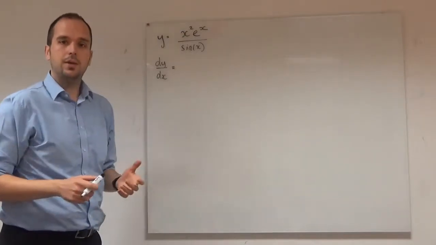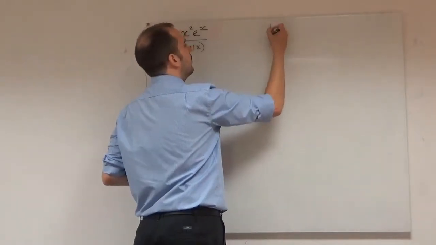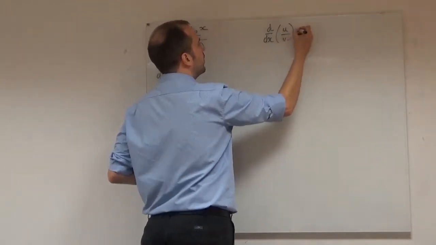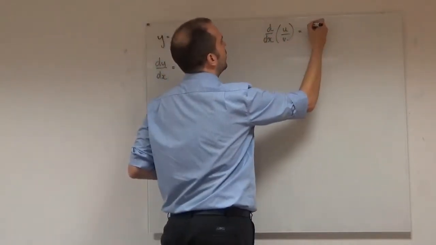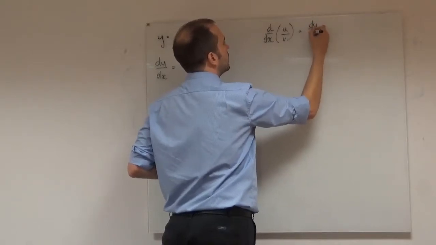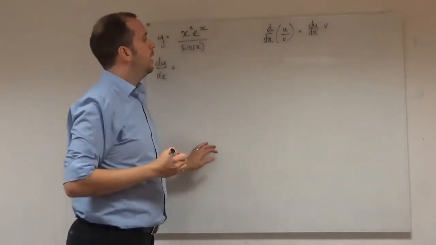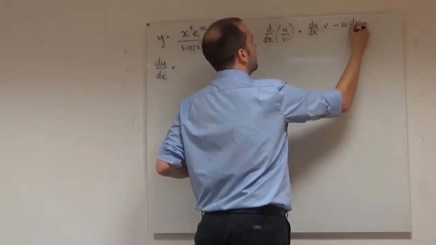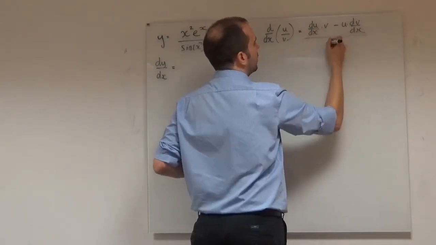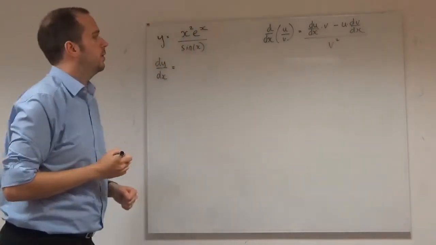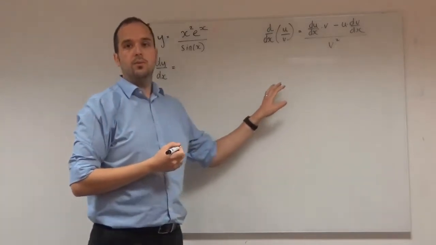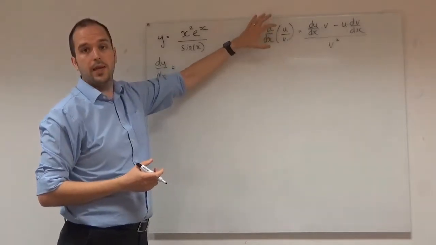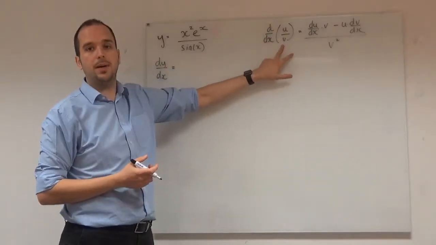So let's remind ourselves about the quotient rule. The quotient rule is when we have a function of the form u over v, and when we differentiate it, we find du by dx multiplied by v minus u multiplied by dv by dx, and it's all divided by v squared. So that's our quotient rule. And when you're doing a quotient rule, it's important that you correctly define your u and your v. Your u is your numerator and your v is your denominator.